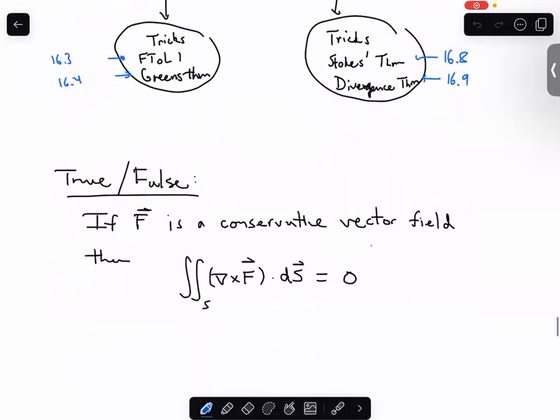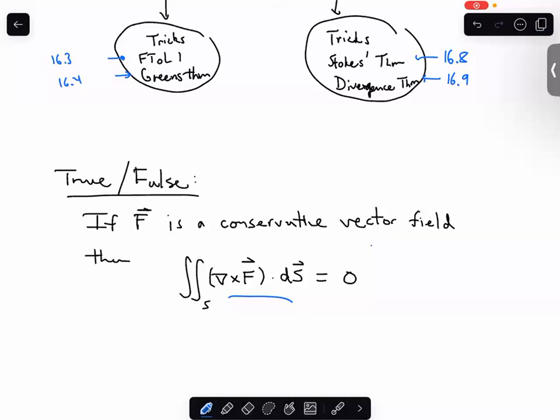The final thing that I had on this page was a little bit of a conceptual true-false style question. And this is the combination of Stokes theorem, right? So this quantity on the left-hand side here is what we saw again and again in Stokes theorem. Remember this del cross F, that's the same thing as curl.